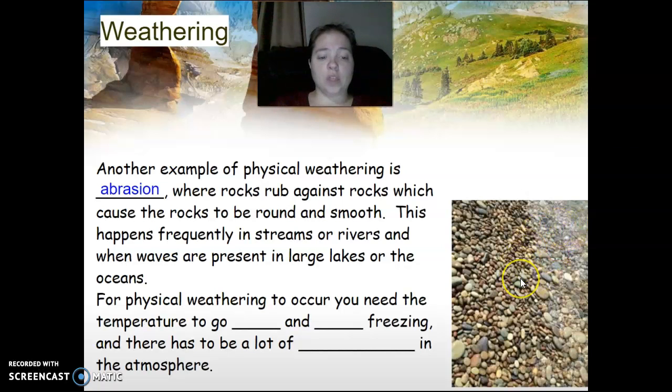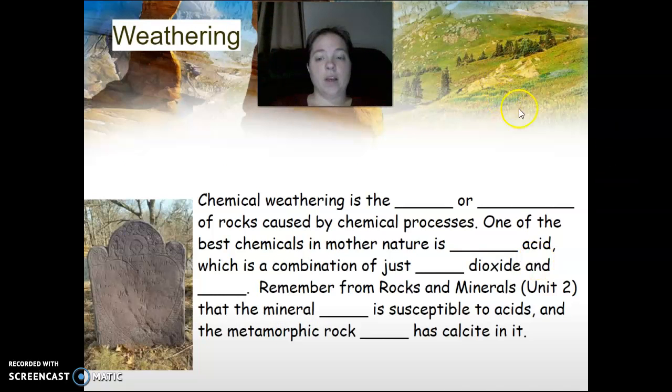So for physical weathering to occur, you need the temperature to go above and below freezing. Therefore, there has to be a lot of moisture in the air or atmosphere. Chemical weathering. So this is the erosion or disintegration of rocks caused by a chemical process.